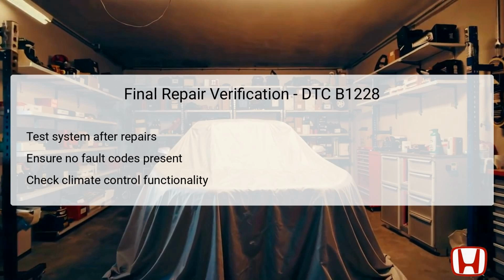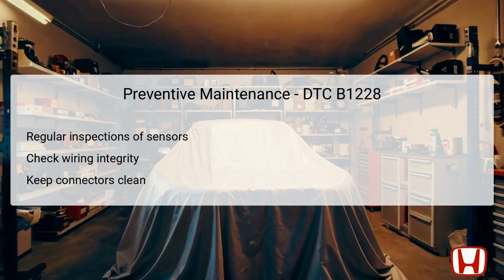Additionally, ensure that the climate control system operates correctly, verifying that it can accurately adjust to changes in external temperatures without triggering DTC B1228 again. This final verification step is vital, as it provides assurance that both the repairs made and the vehicle's overall performance meet expected standards. To prevent issues related to DTC B1228 from recurring, implementing a regular maintenance routine is essential.